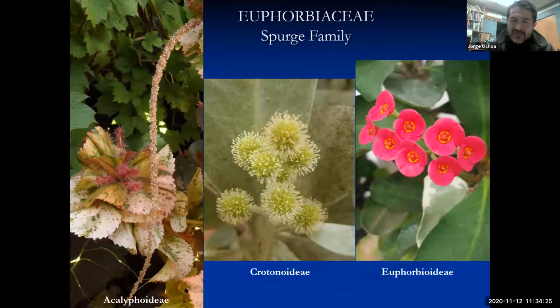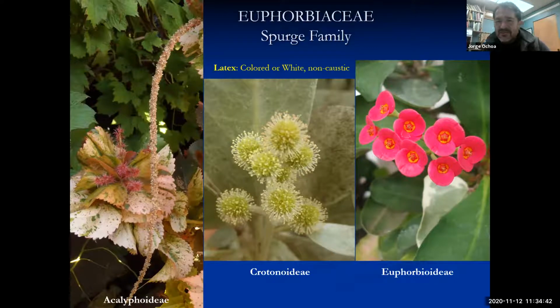Now let's go to the Crotonoideae, which is going to be in the middle. We're going to have some kind of latex now. So when you cut them, you will have some kind of latex, either colored or white. That depends on the individual, but it's not going to be caustic. It means it's not going to hurt you, or it's not going to make you break into a rash, or at least not bad.